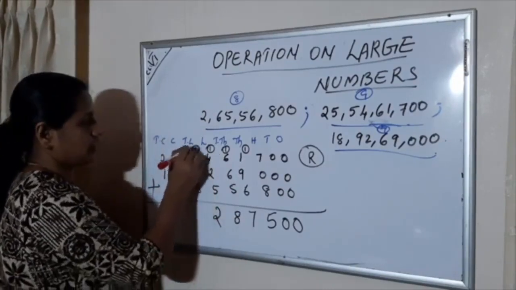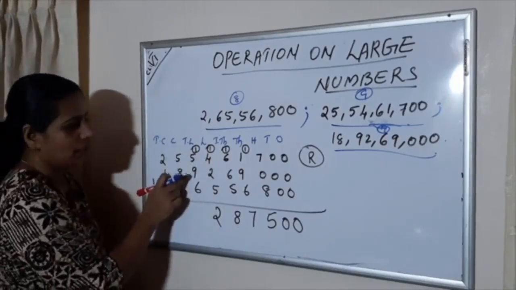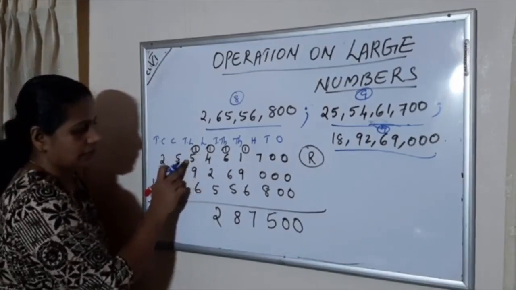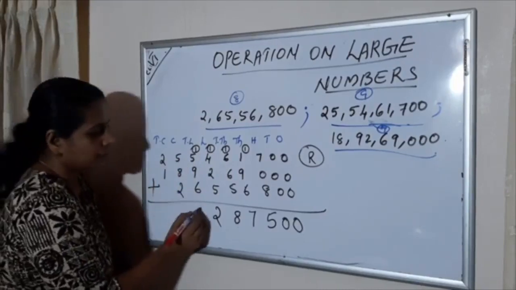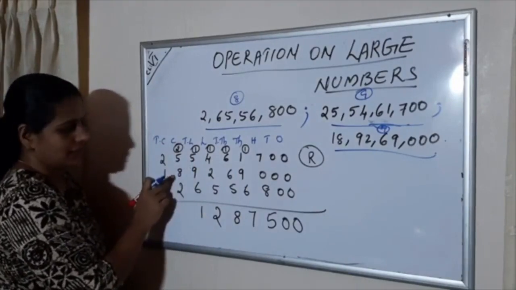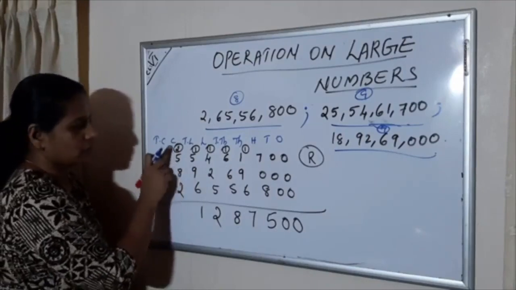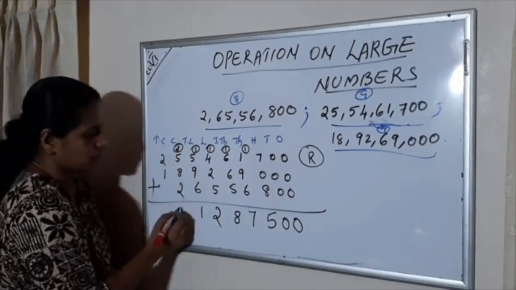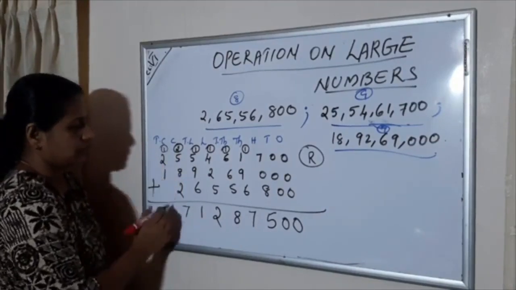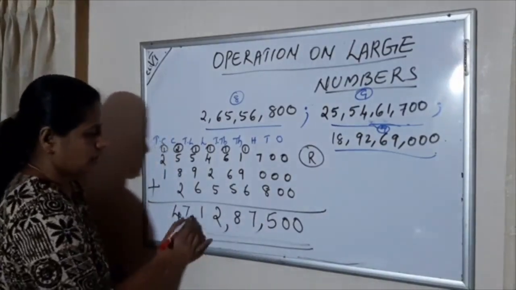12, carry over 1. 5 plus, look here, 1 and 9 are here. So add these two first, 9 plus 1, 10. 10 plus 5, 15. 15 plus 6, 21, carry over 2. 2 plus 8, 10. 10 plus 5, 15. 15 plus 2, 17, carry over 1. 2 plus 1, 3. 3 plus 1, 4. After that, insert commas.